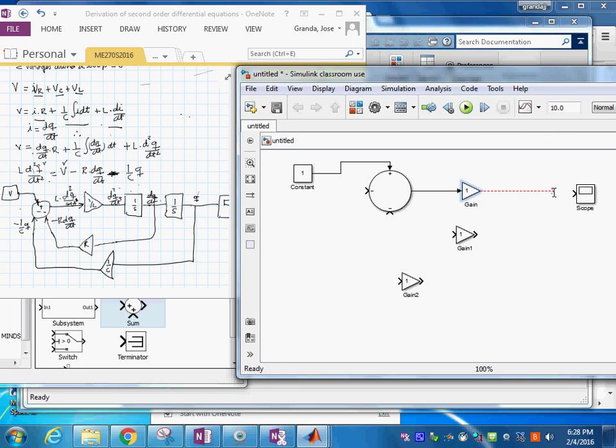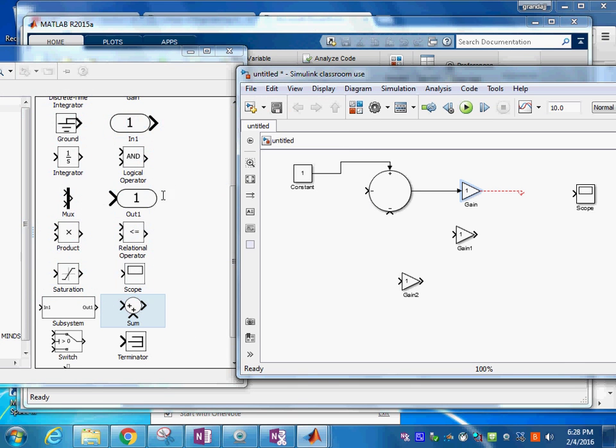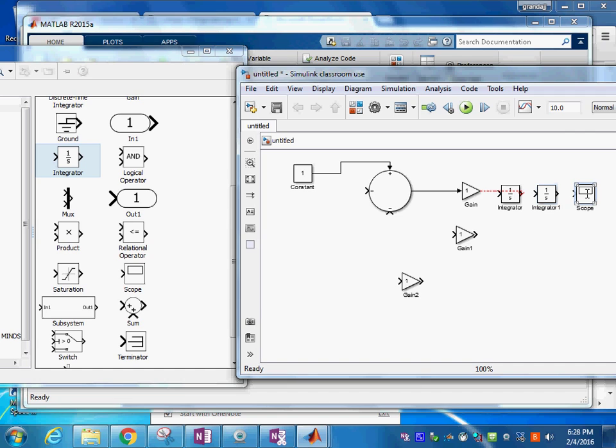We need the integrators. I know there was something that we're still missing here. This one. We need two of these. These ones, we need to flip them over. We do a Control I.